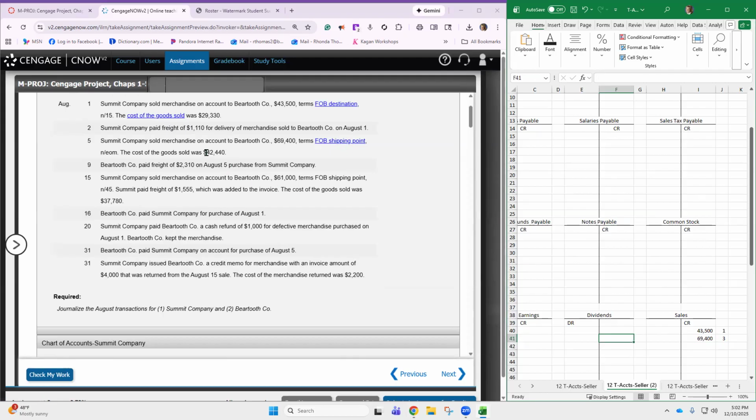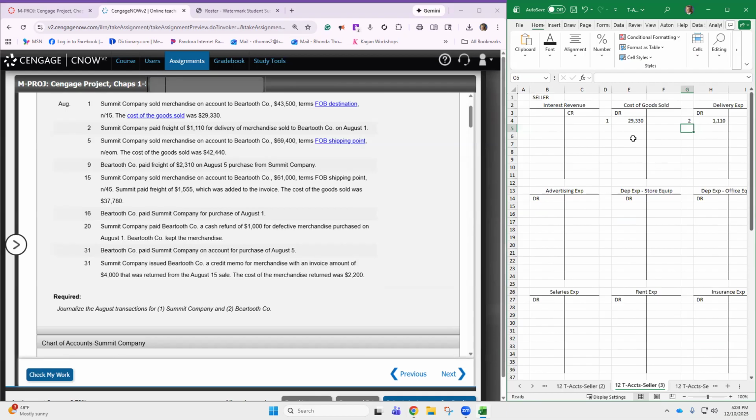What we need to do now is put in the cost of what we sold. Okay. Cost of goods sold is on page 3. And once again, this is still part of the third transaction. So the cost of what we sold then was $42,440. And the offsetting credit goes to inventory because we're making inventory go down.